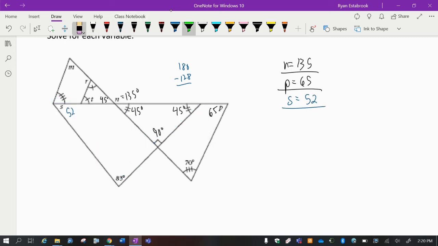A little smaller triangle here. So it is an isosceles triangle. Those two angles are equal to each other. 180 minus 45 is 135, divided evenly by those two. 135 divided by 2 is going to be the measurement of t. And if I actually do divide that, let's see, that's going to be 67.5.